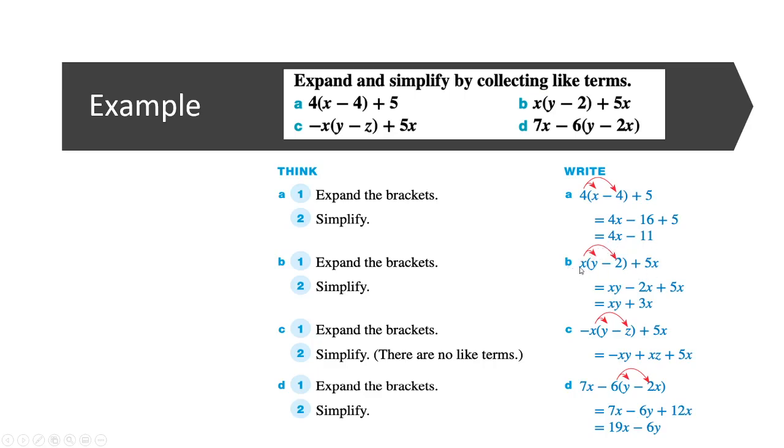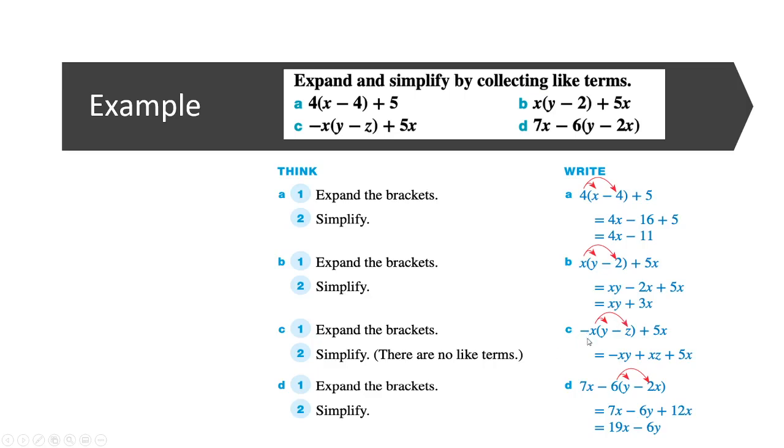Let's have a quick look at this one. The x times y becomes xy. The x times minus 2 becomes minus 2x. And again, these two, same pronumerals, so we can simplify. Negative 2x plus 5 becomes 3x.